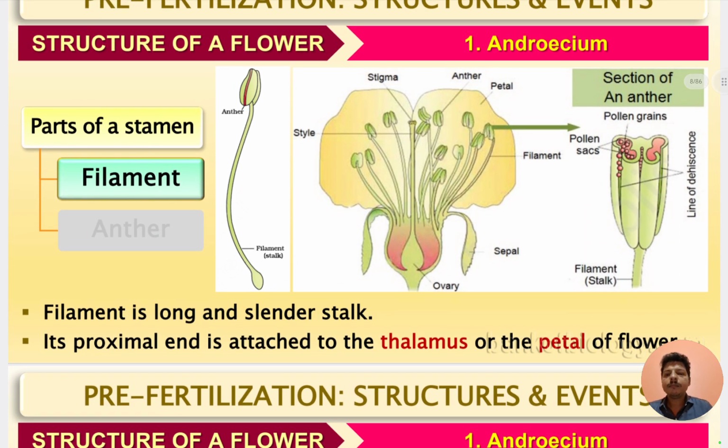Next, filament is a long and slender stalk. What your NCERT says, now filament is a long and slender stalk. Its proximal end is attached to the thalamus or the petals of the flower. This is the proximal end, and this is the distal end. So from the filament you can see its proximal end attached to the thalamus. Proximal end, remember, questions are asked.